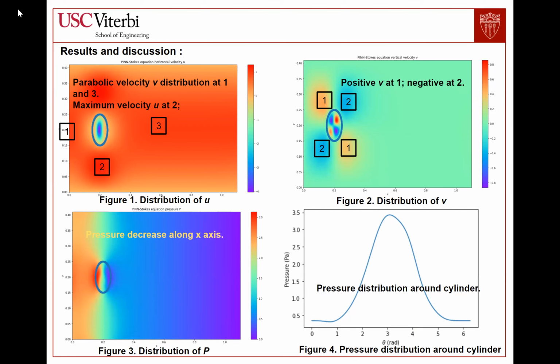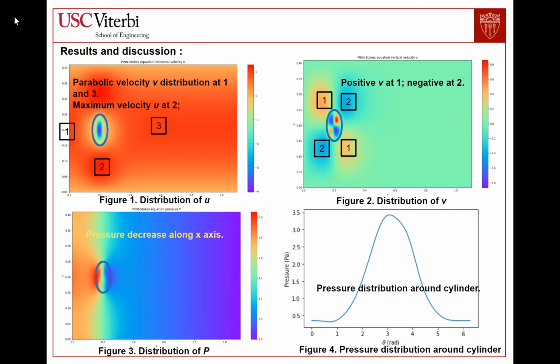On the lower left plot here, the pressure decreases along the x-axis because in this computation domain, the flow is driven by the pressure. In the lower right plot here, you can see the pressure distribution around the circular cylinder. You can see from the plot that the pressure increases first and then decreases. In the middle of the x-axis, you can see the pressure reaches its maximum value, which means at this point the velocity is 0 and all its dynamic pressure transforms into static pressure.